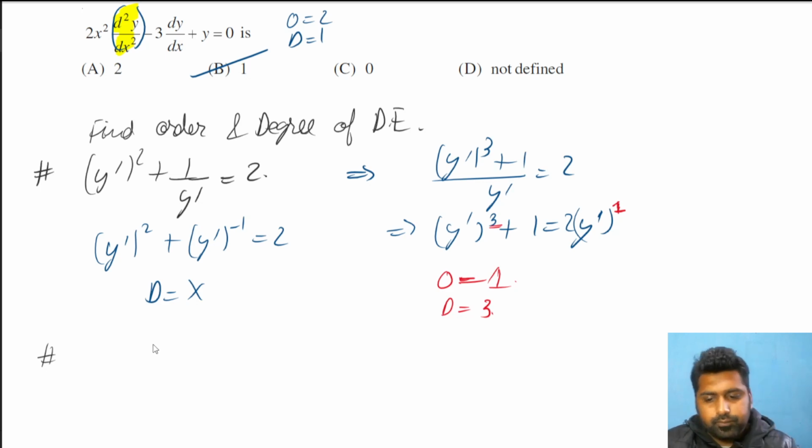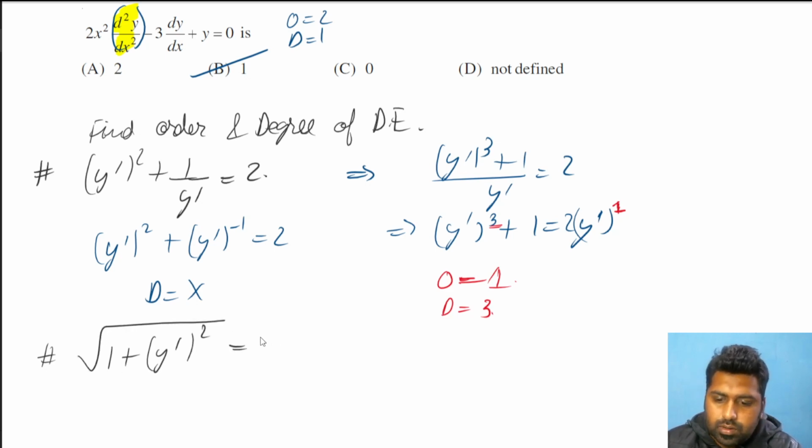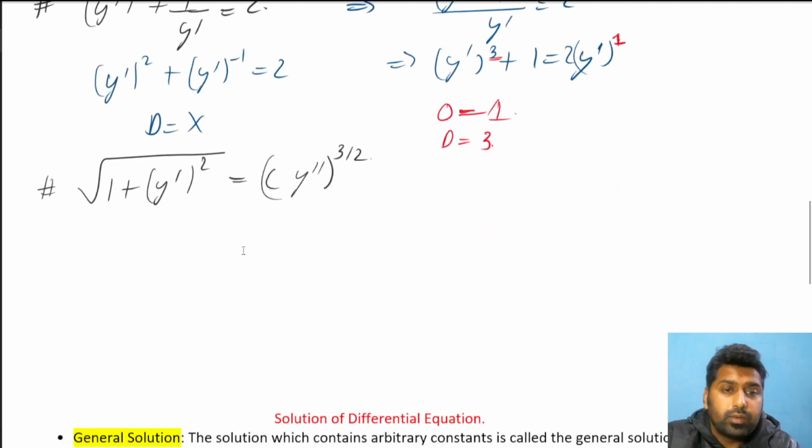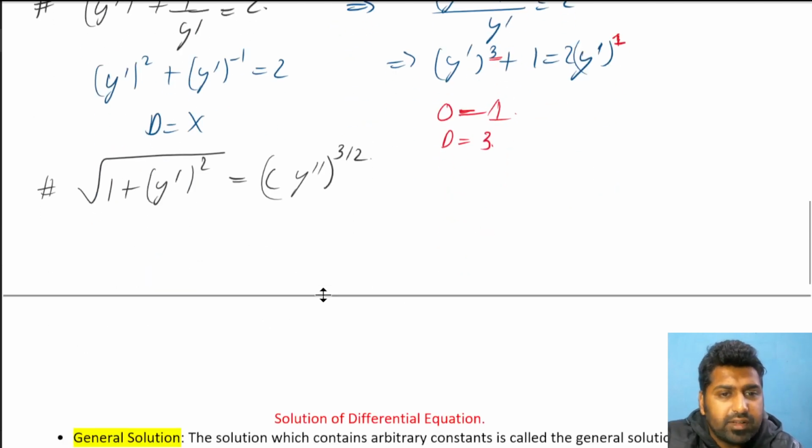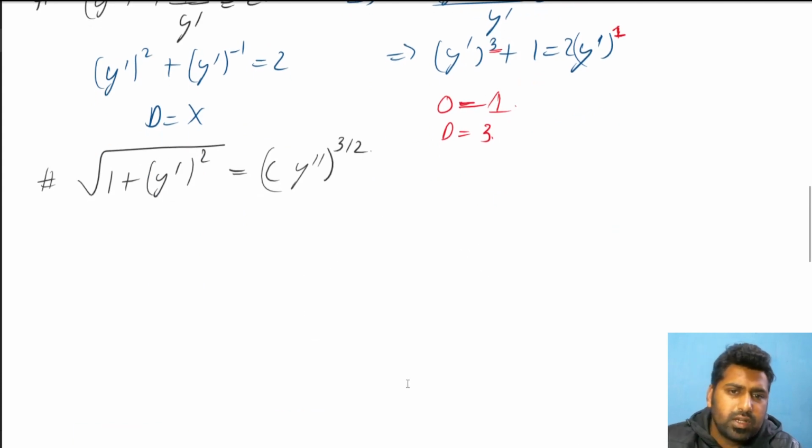Next one: square root of 1 plus y dash whole square is equal to c y double dash power 3 by 2. Now again, if you look at the question directly, y dash, y double dash cannot have negative or fractional power. So you might say that the degree is not defined. But let's again manipulate the result. This is square root, this is power 3 by 2.